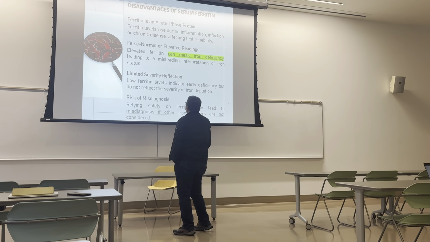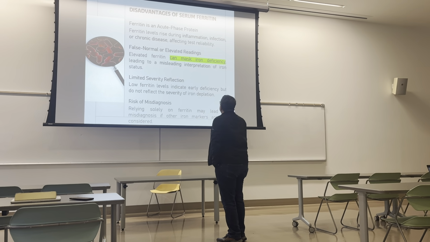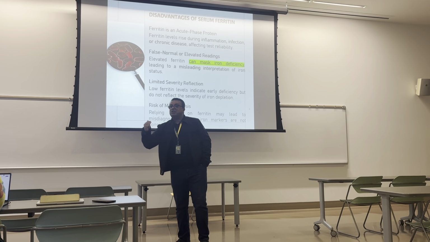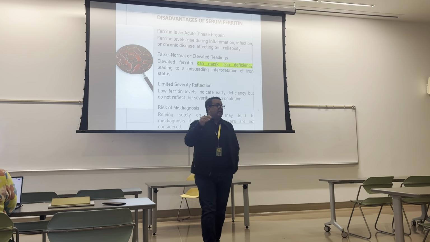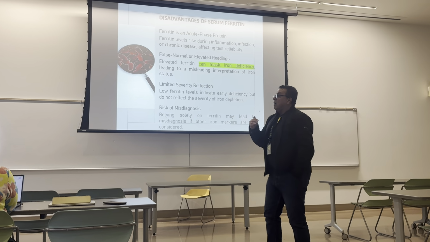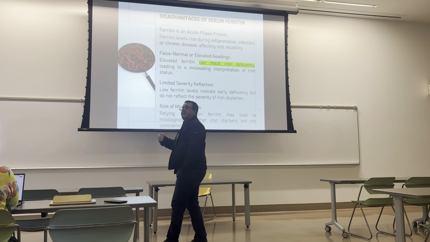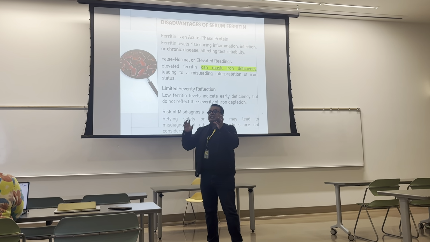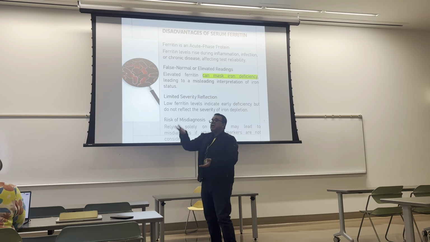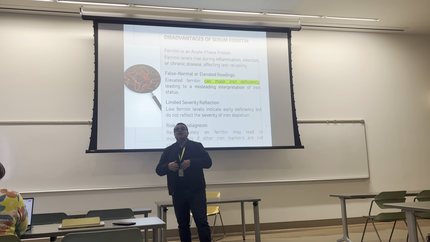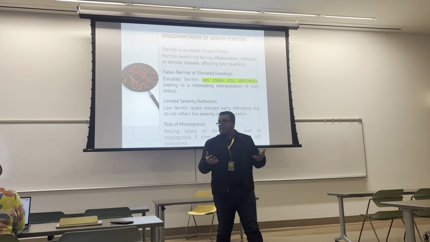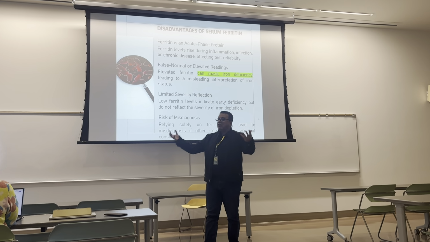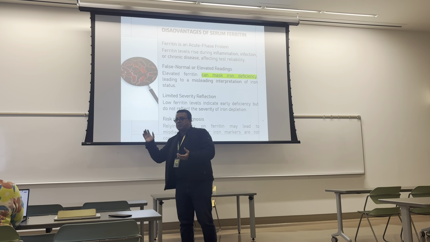Limited severity reflection. A low ferritin level indicates early deficiency. In the early stages of the deficiency, the ferritin can give me a good number. But as the deficiency proceeds and gets more severe day by day, the correlation between the ferritin number and the severity does not exist. So this is another limitation: it loses the correlation with the iron deficiency as the deficiency proceeds.